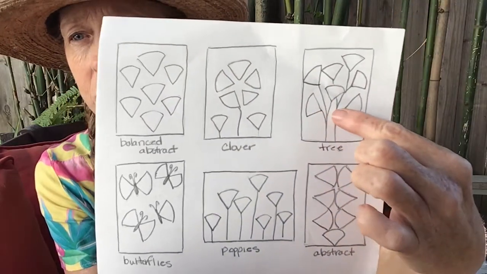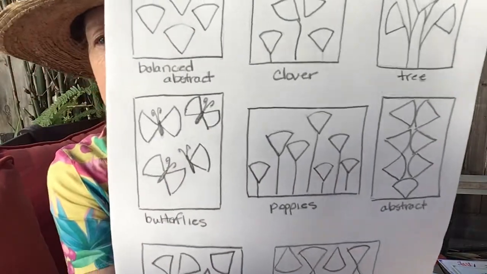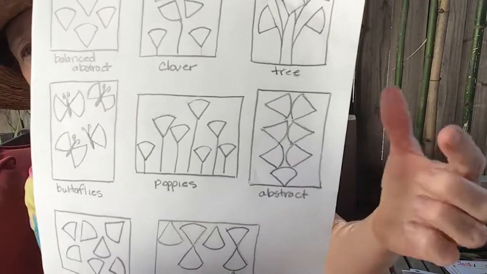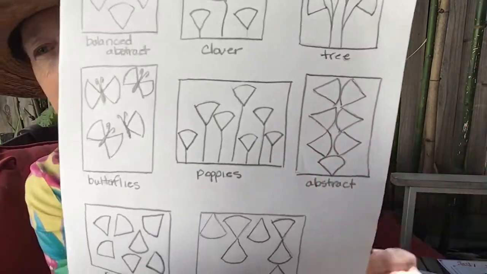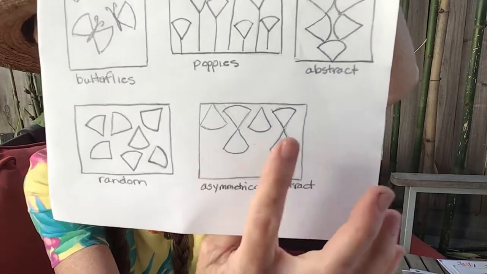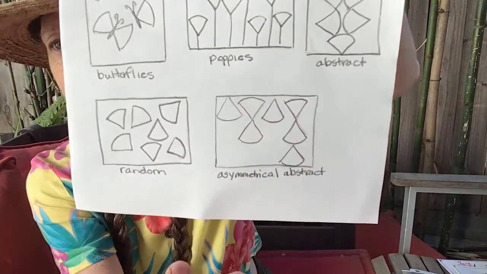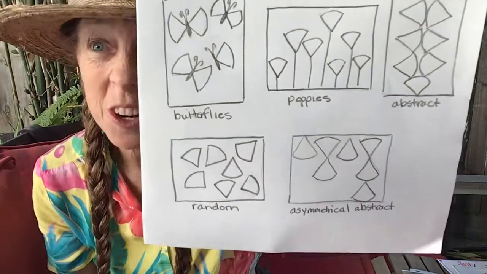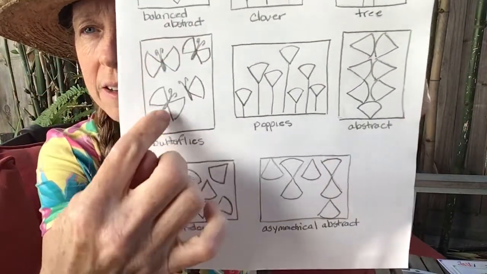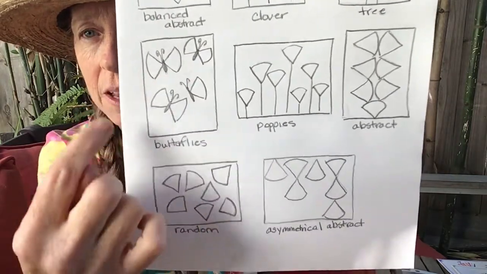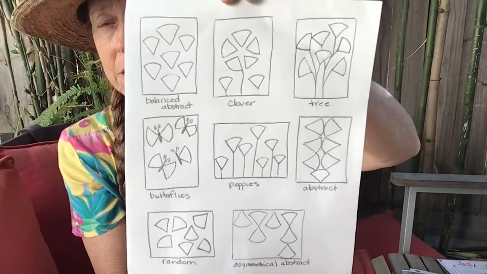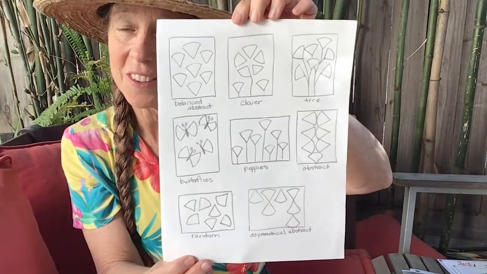This one is kind of like a tree. This is butterflies. And you can see one of my butterflies only has 1 wing. I made some poppies. This is another abstract, putting 3 on each side and 1 in the center. Then I have an asymmetrical abstract, so it's purposely not balanced. There's more on this side of the composition than this side. And then I did totally random, which if you want to do that, you can do that too. And you can see how I used other lines to create something that represents something real, like the body and the antenna of the butterfly, or I chose not to have additional lines in some of these abstract configurations. So you come up with your own design, or you can use one of these.